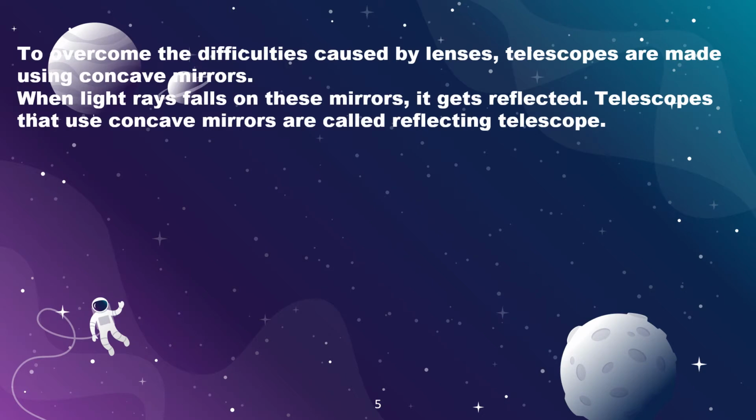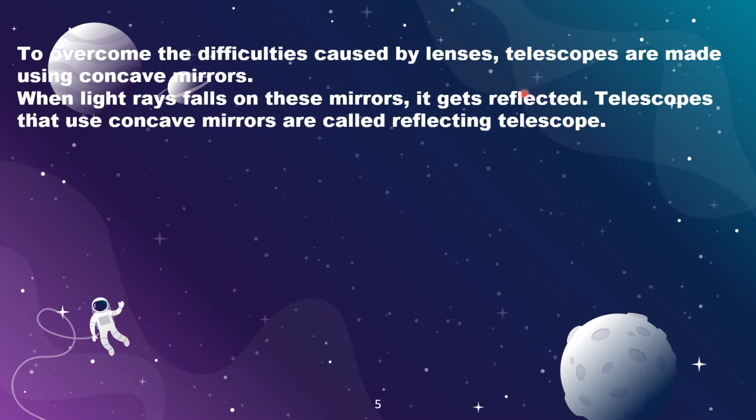These are the difficulties in using lenses in refracting telescopes. To overcome these difficulties caused by the use of lenses, telescopes are made by using concave mirrors. When light rays fall on these concave mirrors, the light rays get reflected. Such telescopes which make use of concave mirrors are called reflecting telescopes.